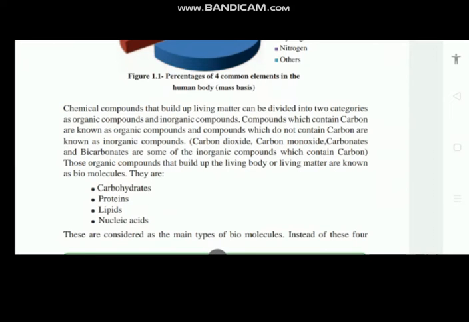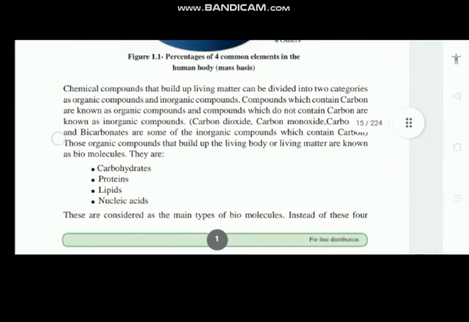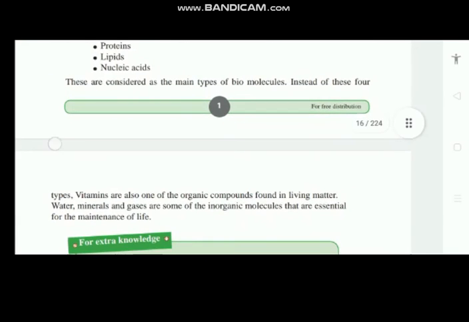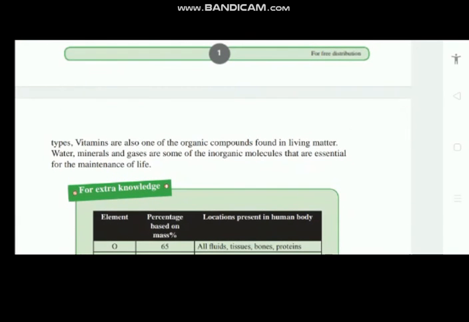The main organic compounds that build up the living body, we call biomolecules. There are four main types of biomolecules: carbohydrate, protein, lipids and nucleic acid. These main types of biochemicals are what we are going to discuss in our syllabus. Apart from this, vitamins are also an organic compound essential for living matter, and water, minerals and gases are inorganic molecules essential for the maintenance of life.